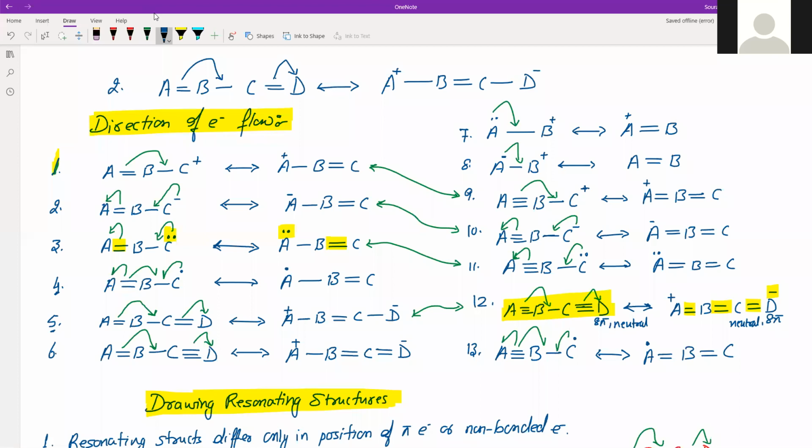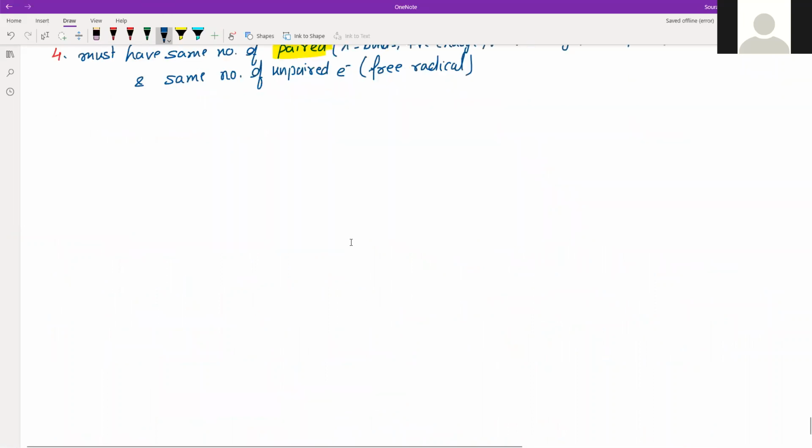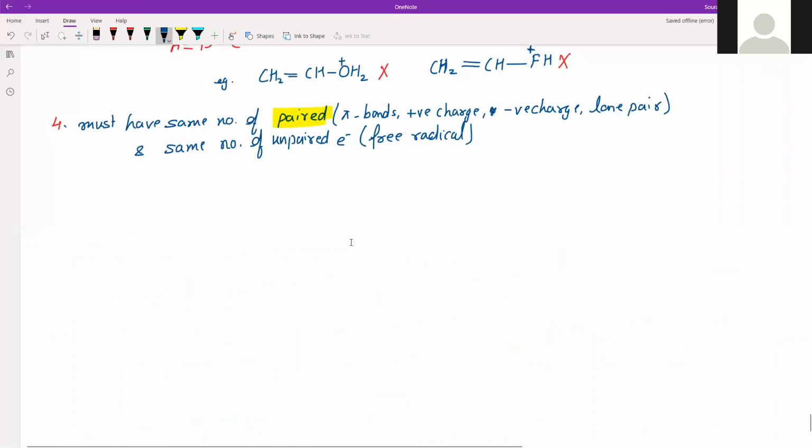There is a site of positive charge and negative charge, but that is what delocalization means, that these charges or electrons are not located or fixed to a single location. They are capable to dislocate or relocate to some other sites. Clear? So that's what we mean when we say the total charge on all the resonating structures should be the same, the same number of paired electrons and the same number of unpaired electrons.